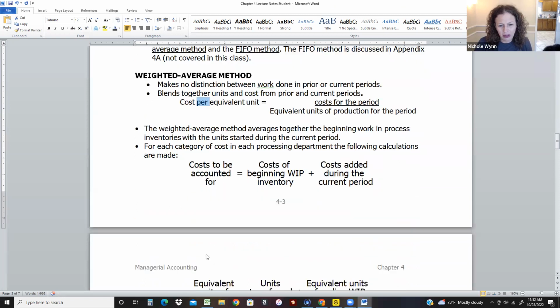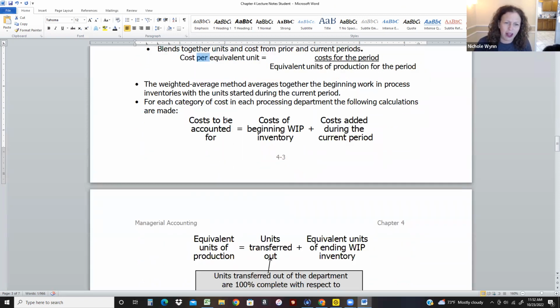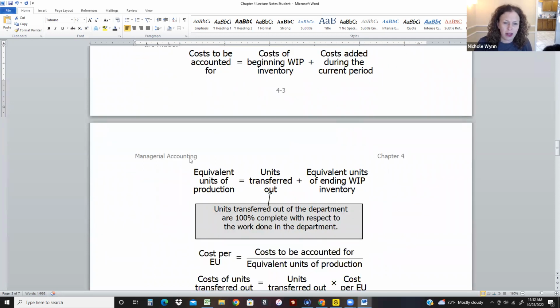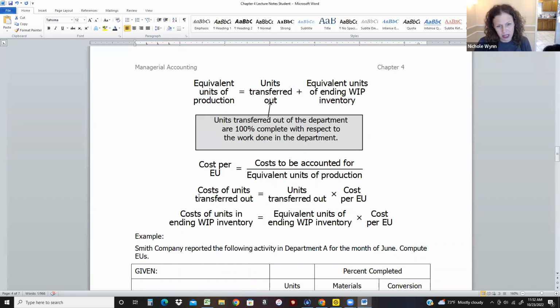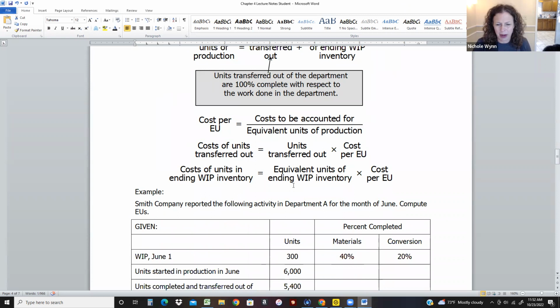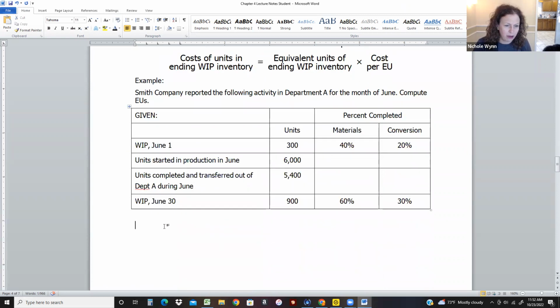This is the way the book presents it, and it's looking at total cost to be accounted for, beginning cost and cost incurred, and then EUs transferred out plus whatever's in ending WIP. And these are 100% done. And then we'll look at the percentage completion there. And then we have cost per EU, cost transferred out, cost of ending WIP. And there's all these formulas. You don't need to memorize any of them. I'm presenting them to you just to show you how the book actually tries to set this up, but it's not my preferred method.